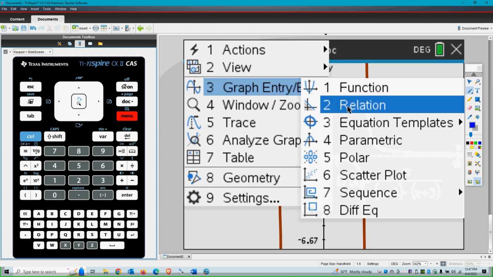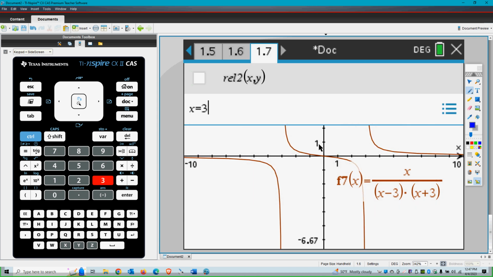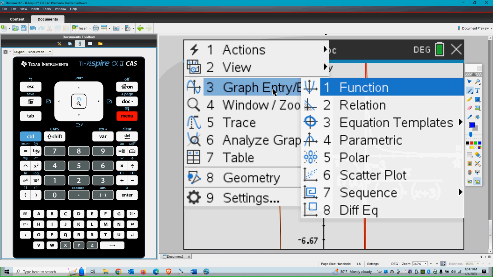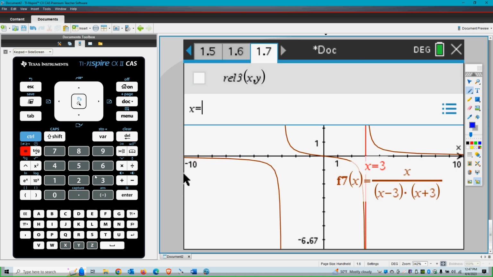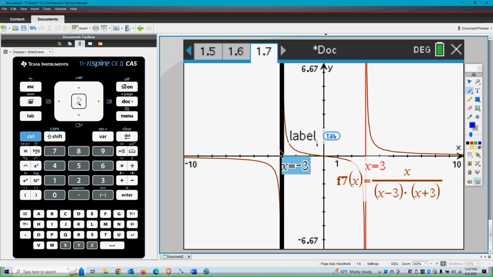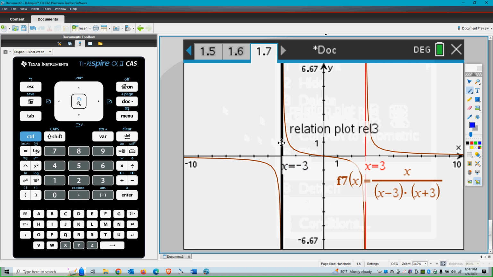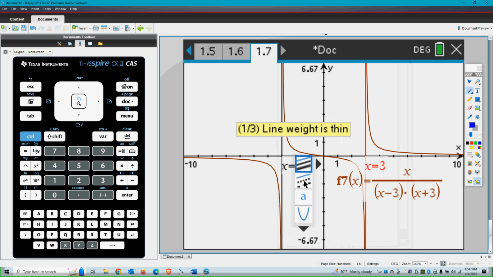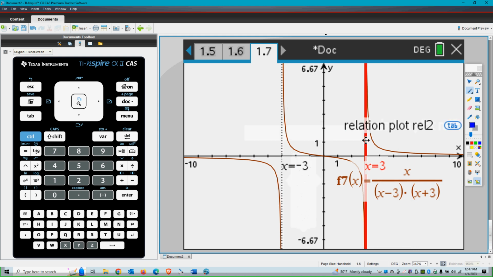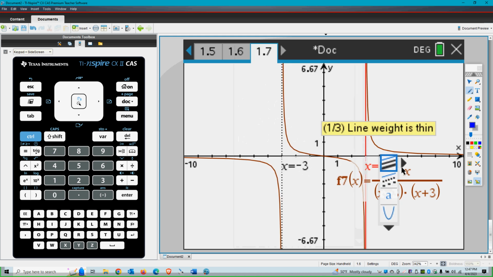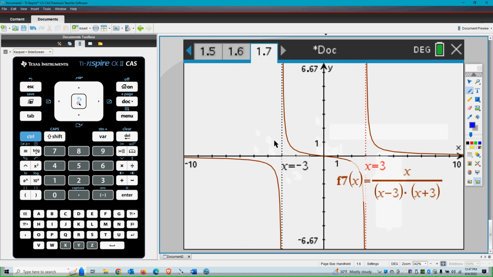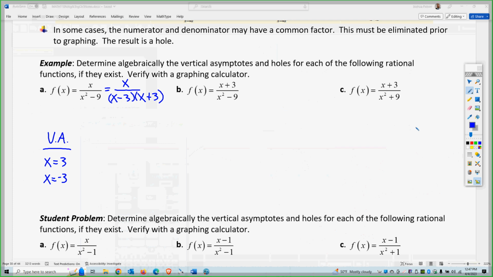So we'll graph a relation, x equals 3, and graph the relation x equals negative 3, and you'll see. So basically what we have here, make it dotted, right? We get a dotted line there, and we got a dotted line here. So you have an invisible line it can't cross. So it's either going to infinity or negative infinity, depending on which side you approach it from. Okay, let's look at the next one.